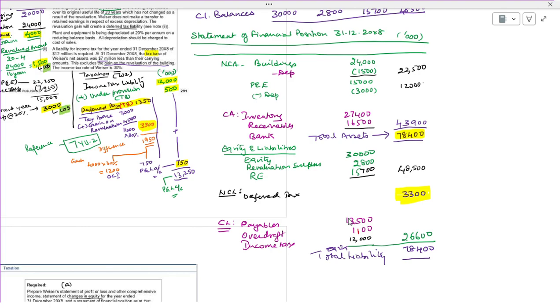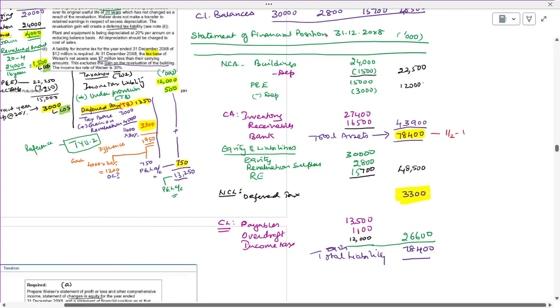In examination, in extreme cases, if it is not tallied, don't panic. I have not tallied the balance sheet, I will lose marks? No. Every step they will give you marks. For the balance sheet total, it will be maximum half mark or maximum 1 mark.